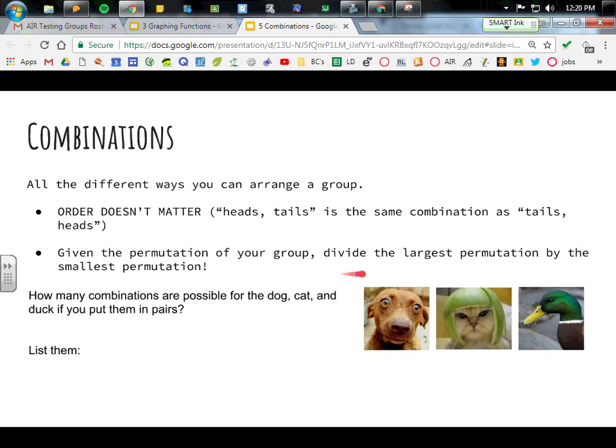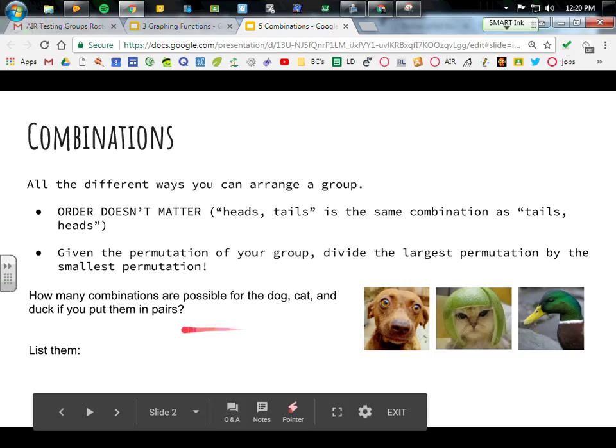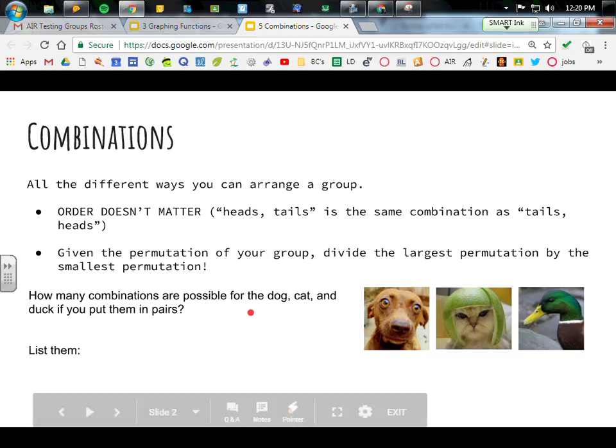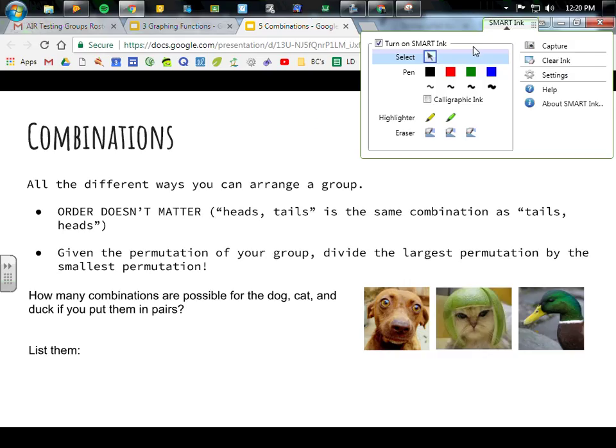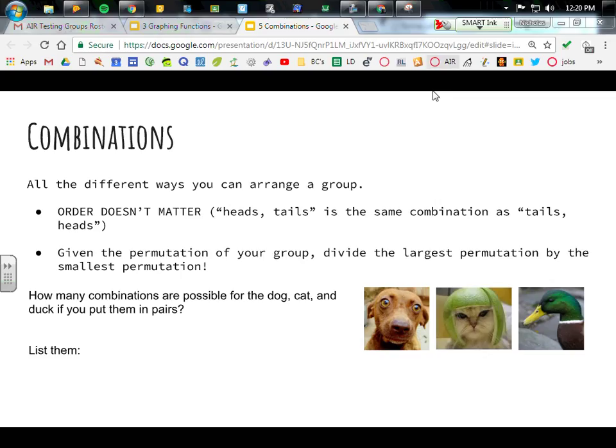All right, so here we have our dog, our cat, and our duck. We're going to figure out all the different combinations we can make if we put them into pairs. The grouping when you're talking about combinations is very important here. We're going to see a lot of problems where it's like, put them in pairs, put them in groups of 3 or whatever. So the grouping really makes a difference. So right now we're putting them in pairs, which means in groups of 2.